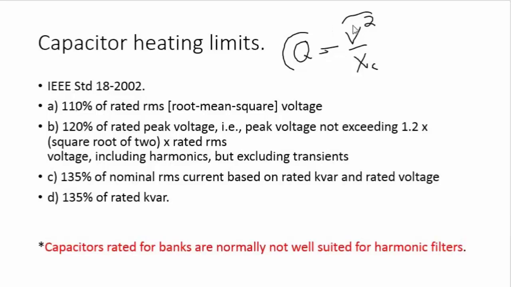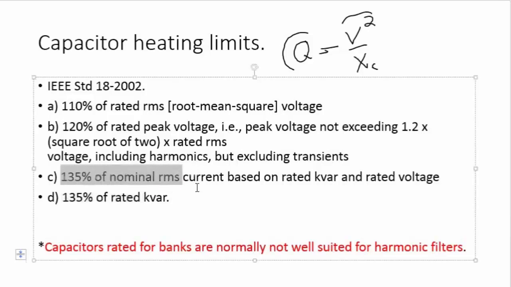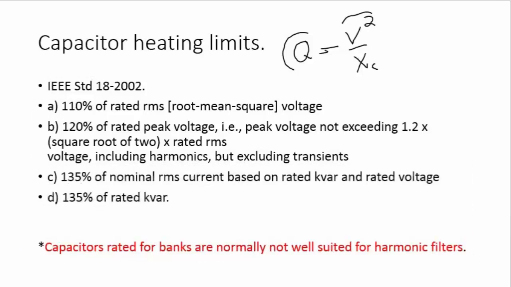The relationship between the voltage and the power is squared. So when you square that 10% and then add a 15% tolerance, which is also in this standard, you get 135% of rated kVAr, and therefore the nominal RMS current. Your capacitors should be, if well manufactured, able to withstand a 10% increase in voltage and a 35% increase in power output. Now, this is very important.